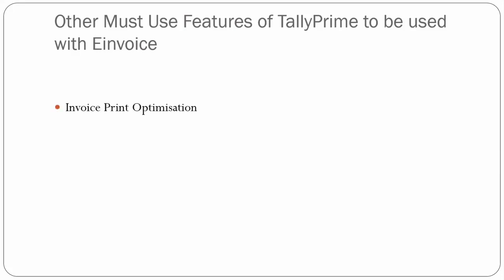Invoice print optimization. Now, what is print optimization? When you saw that the invoice has to have the QR code, the QR code has to have a minimum size of 1 inch by 1 inch at least to be able to scan. Because of that, the number of items in the invoice gets reduced. Tally has come out with this fantastic feature called printing optimization of the invoice.